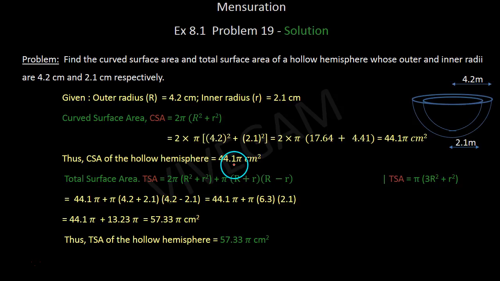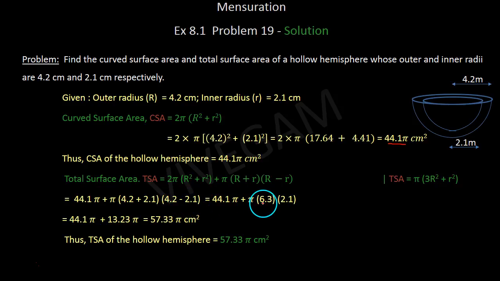Okay. Next, total surface area is 2 pi R square plus r square plus pi into R plus r and R minus r. Okay, you should not calculate this again because this is what we have already done. That is 44.1. So straight away put that number here. So 44.1 pi plus pi into R plus r, 4.2 plus 2.1, 4.2 minus 2.1.